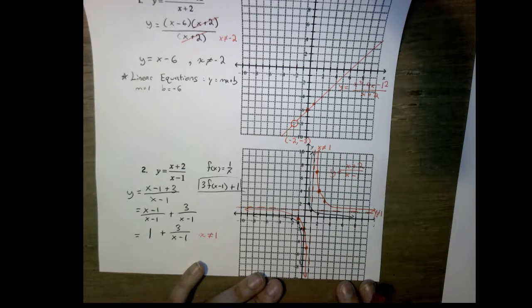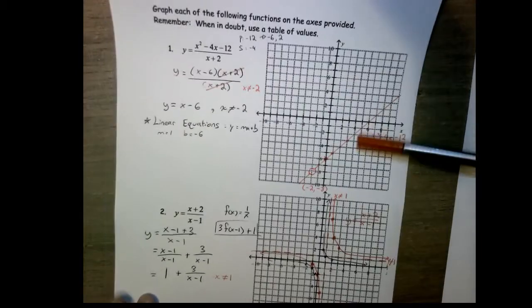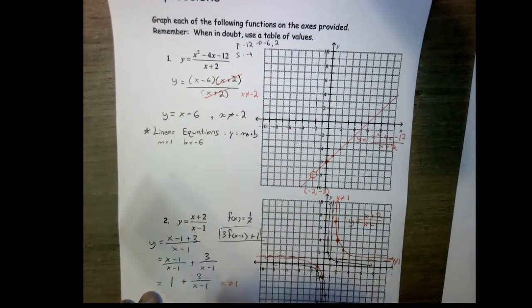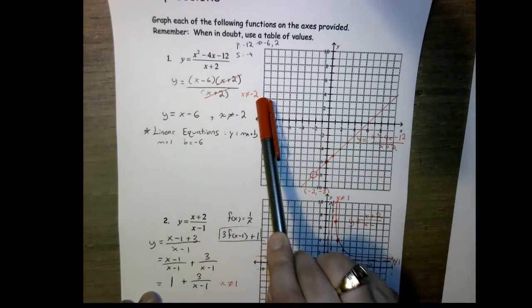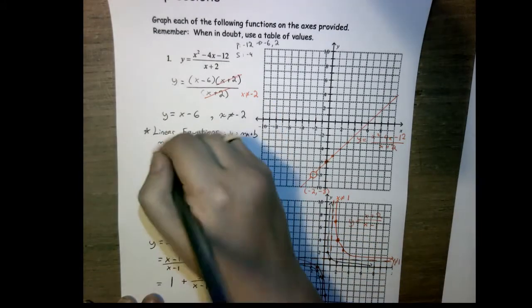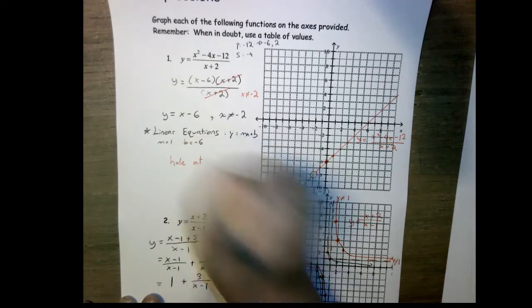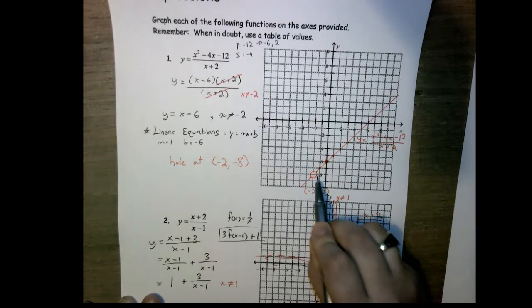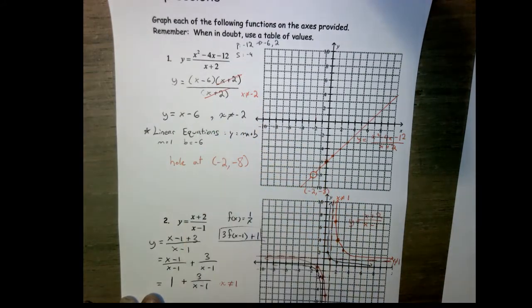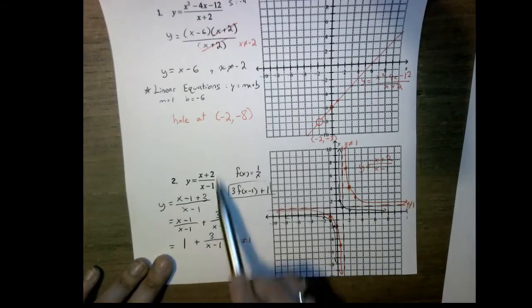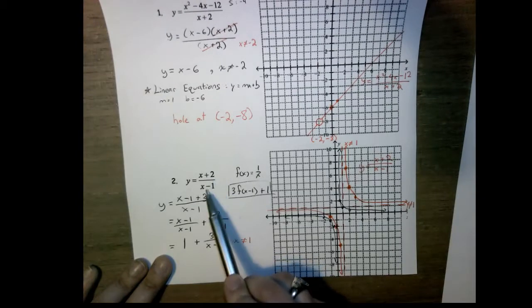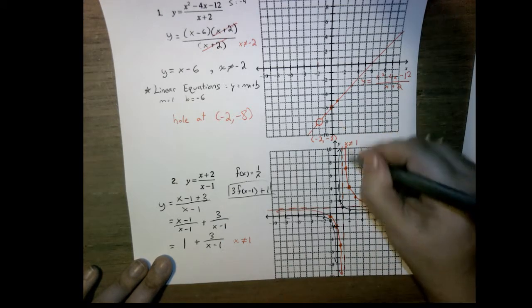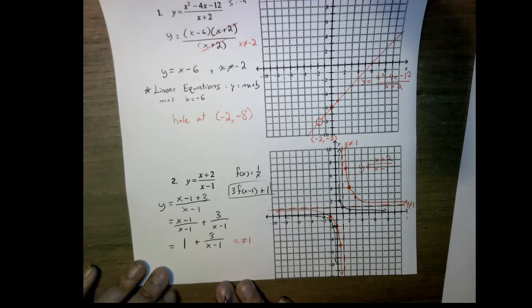So let's kind of review a little bit about what happened. So here, in example 1, I canceled out my denominator, which caused a restriction. So when I canceled it out, I got a hole at -2, -8, right? So it appeared as a hole because it was canceled out. And then in this example, I couldn't cancel out my denominator, so I was left with a restriction in my final answer, and that restriction in my final answer appeared as a vertical asymptote, right?